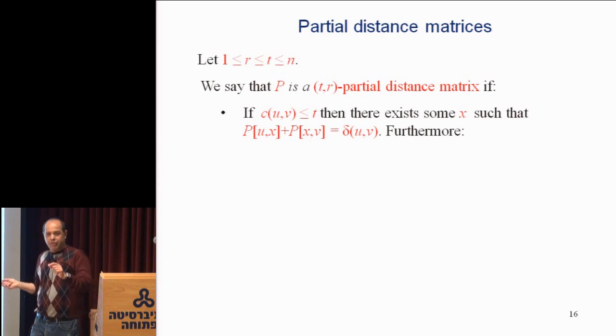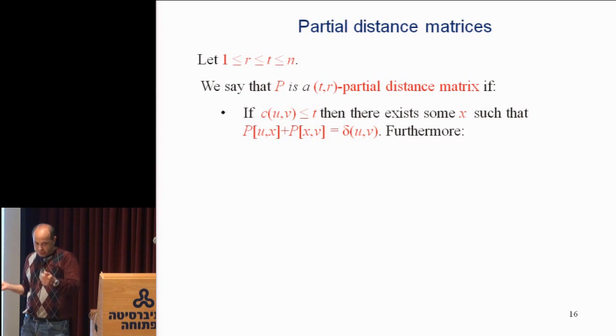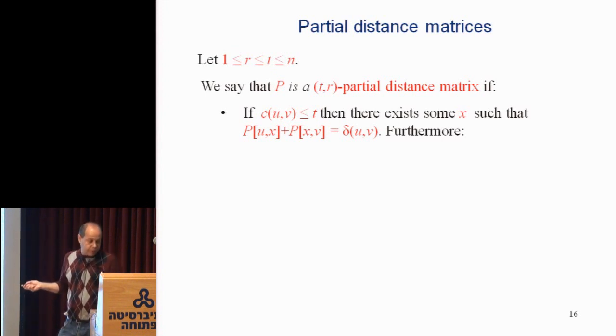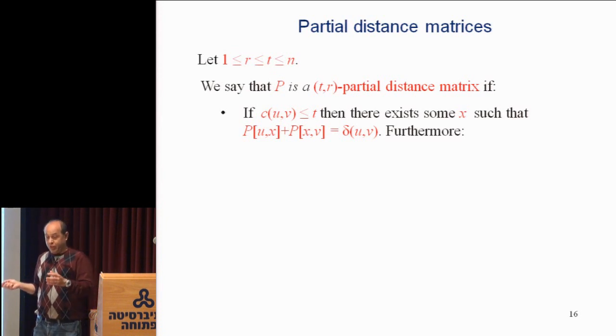Why is this good? This means that if I do a distance product of this P with itself, then the entry UV in the product would be delta UV. Of course, I wouldn't want to do this distance product of P with itself because the entries in this P would still be large. But at least we know that this gives you this property. So in order to reduce the operation, we don't want to do distance product of P with itself. Here comes the second requirement that involves R.